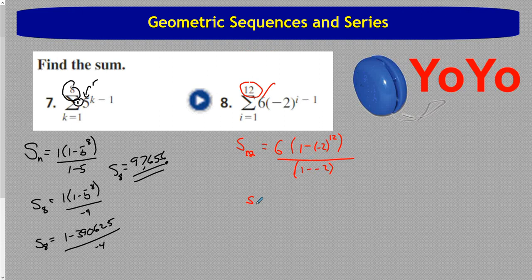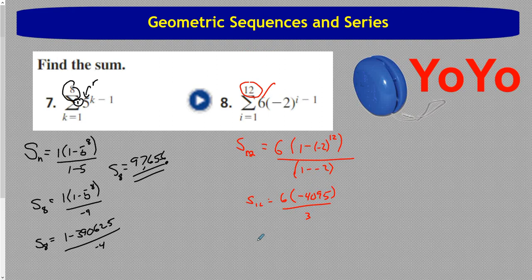So the sum of 12 is 6 times negative 2 to the 12th. Again, use parentheses. Negative 2 in parentheses to the 12th is 4,096. Then I'm going to do 1 minus the 4,096 to get negative 4,095. Okay, so all I did here was take negative 2 to the 12th, found that number, and then subtracted that from 1, and that's this guy. Over. Now 1 minus negative 2 is 1 plus 2, so that's just over 3.